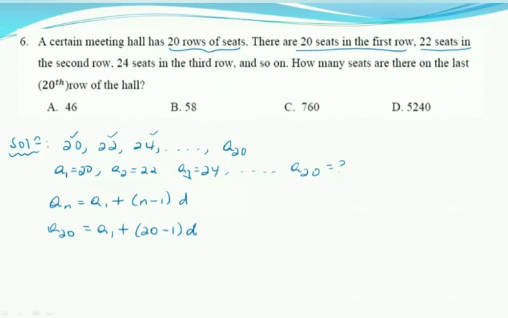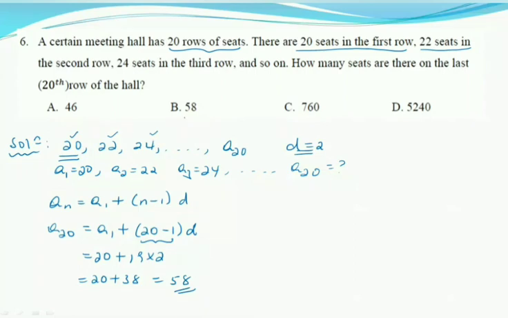But here the first term is 20 and the common difference, the difference between the consecutive numbers here, is 2. So substitute here the first term 20 plus 19 times 2. So this is 20 plus 38. The result is 58. Therefore, there are 58 seats in the 20th row. Therefore, our answer will be B.